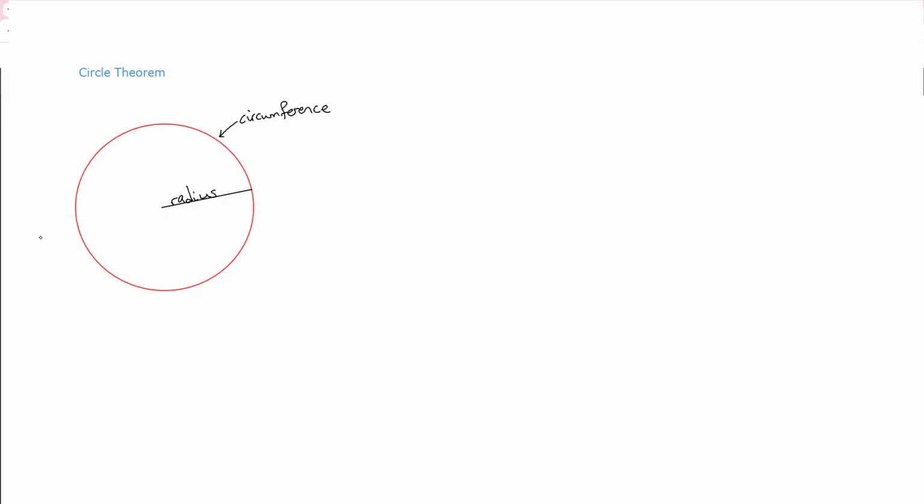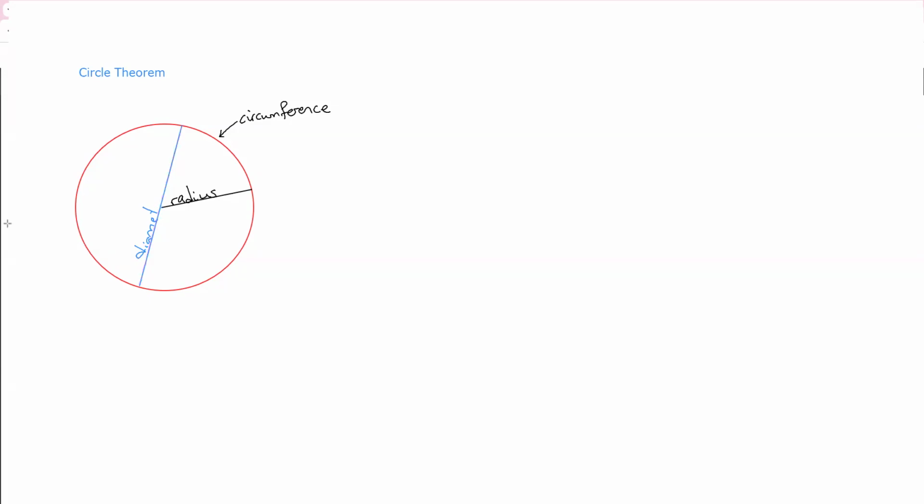If you have a line going through the center and connecting 2 points of the circumference, that's your diameter. It's important to note that the diameter is made up of 2 radii, right? That's the plural of radius. So if you have one radius on this side and another radius on this side coming together, the 2 of them will be your diameter.